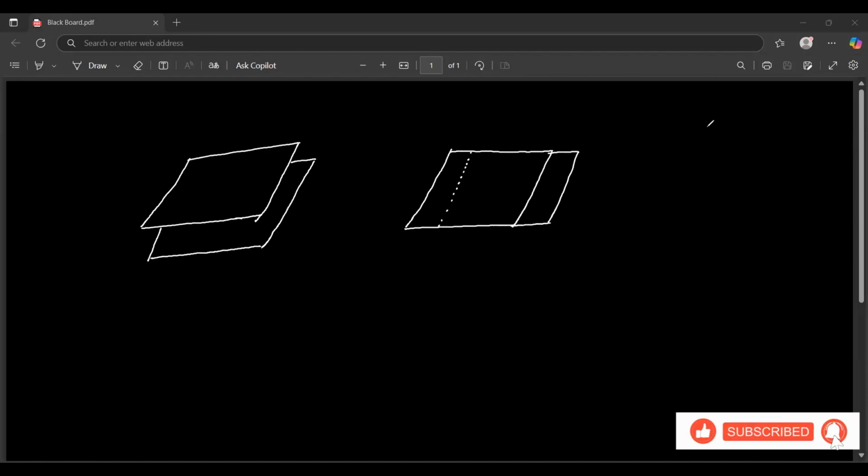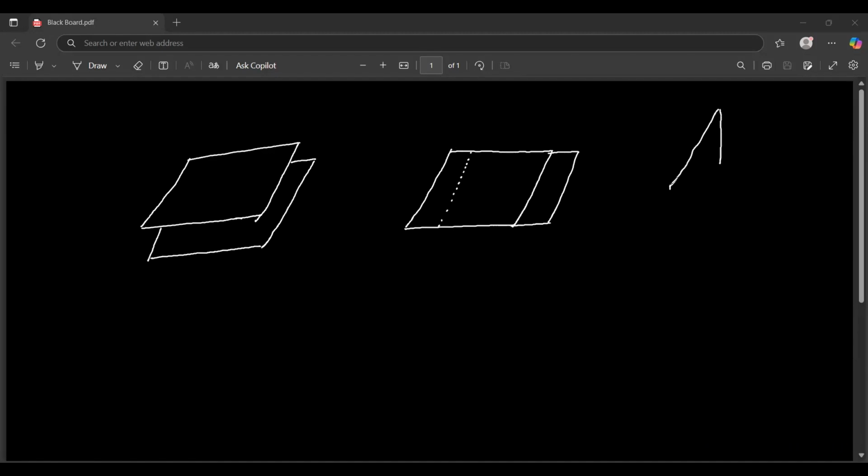And the third type of interaction is when they intersect each other. So let's say there is a plane like this, and let's say there is a plane like this. These two planes are actually intersecting at a single line. So this is that line in which they are intersecting. So we have three types of interactions between two planes.